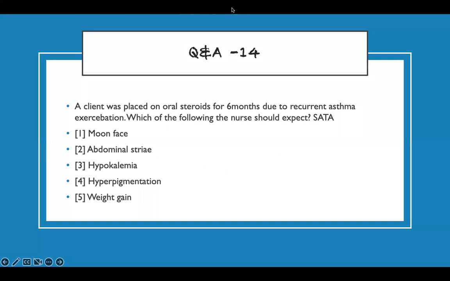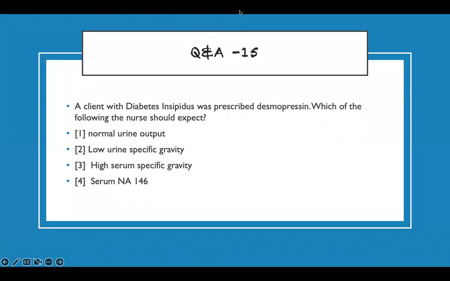So I like to do a little question so that you guys can get used to it. And 15, same thing. Which of the following should the nurse expect? So straightforward pharmacology. A client with diabetes insipidus was prescribed desmopressin. Which of the following should you expect? So we have expected finding. This is a priority, irregular question. Expected finding, what is the situation? Somebody with diabetes insipidus is prescribed desmopressin, straightforward pharmacology.